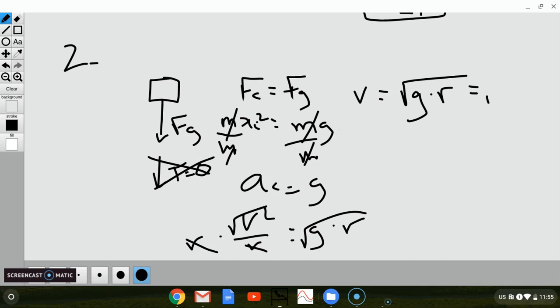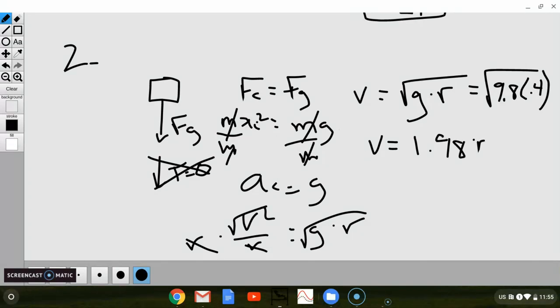And so now we just plug this into the equation. That's 9.8 times my 0.4. Again, that's the radius from the previous problem. That's why I know what that is off the top of my head. And so we get 9.8 times 0.4 equals, and then we need to square root that. And I get a velocity of 1.98 meters per second. Okay. Now, if we go back to the problem, so it's 1.98 meters per second.